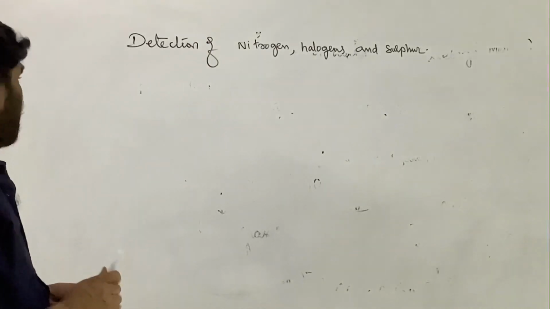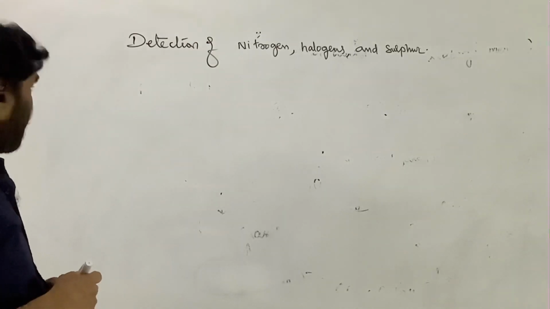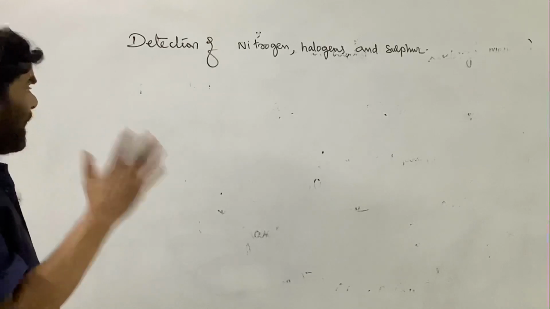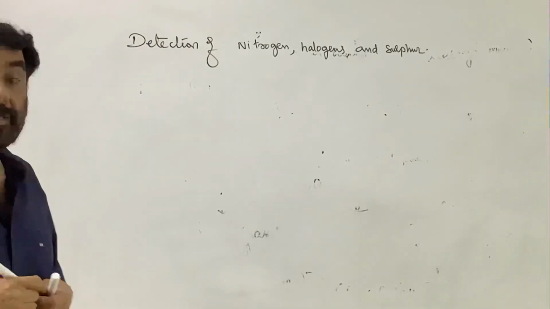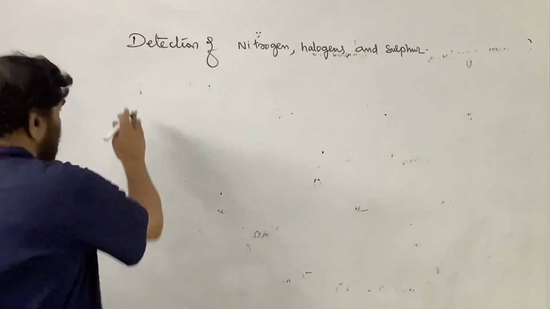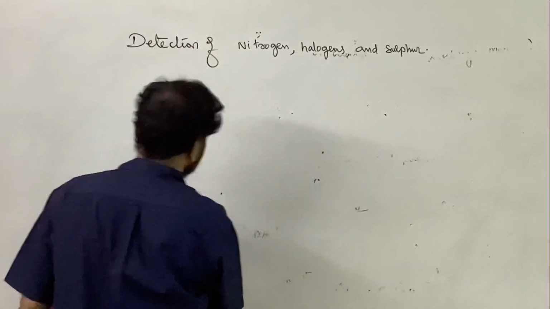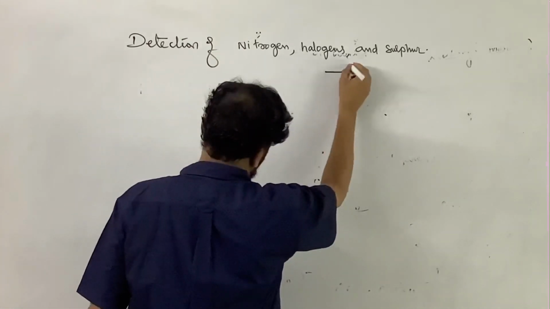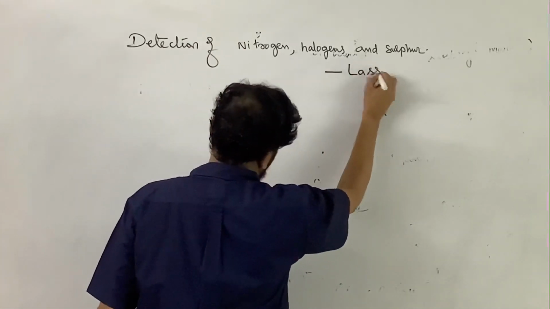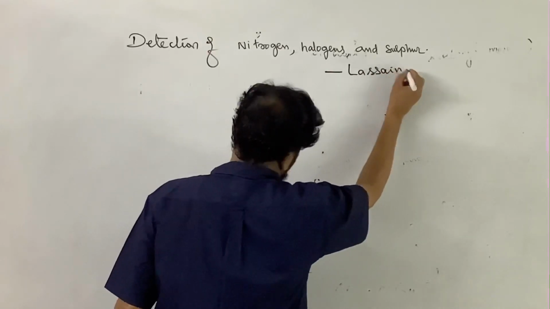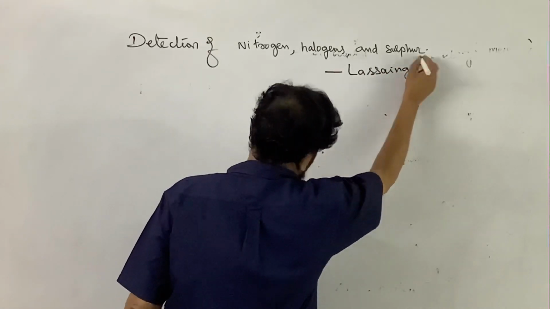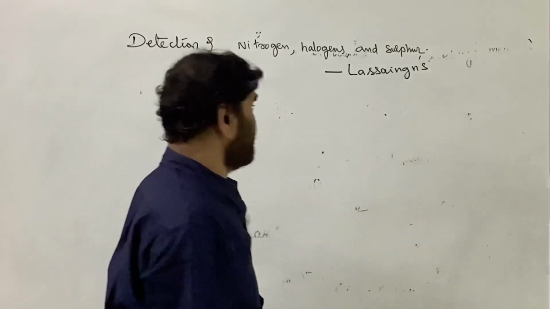For identification of these elements, what is the procedure used? A chemical procedure is used. This is called Lassaigne's test.